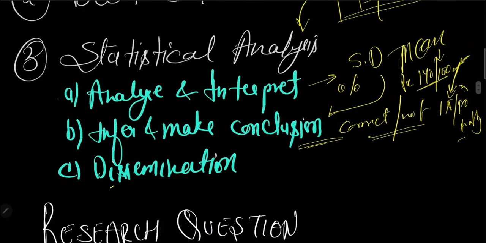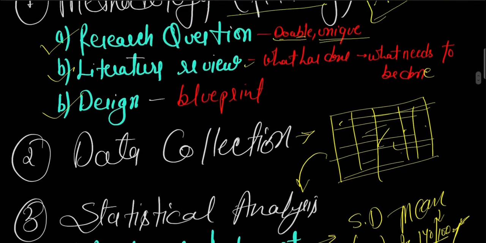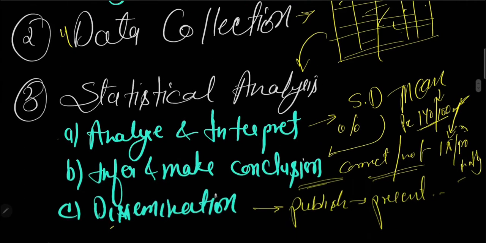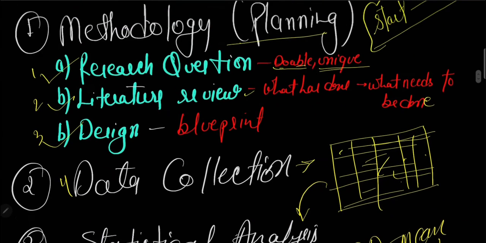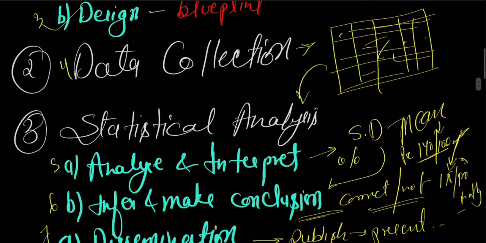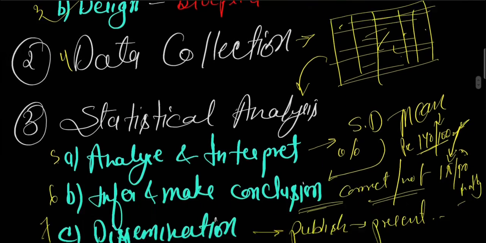Next is dissemination, which we can say is publish or present. Now we have done our research, so we present it to the public. That's called dissemination. So these are the 7 steps. How 7? 1, 2, 3, this will be fourth, then 5, 6, 7, divided into 3 bigger phases: methodology, collection, and statistical analysis. So this is the whole research process.